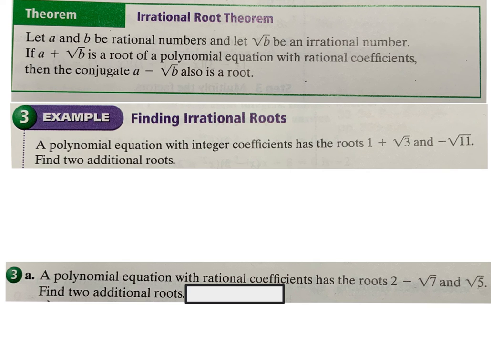Let a and b be rational numbers, and let square root of b be an irrational number. If a plus the square root of b is a root of a polynomial equation with rational coefficients, then the conjugate a minus the square root of b is also a root. What this is telling you is that irrational roots come in pairs. That's what they're saying.